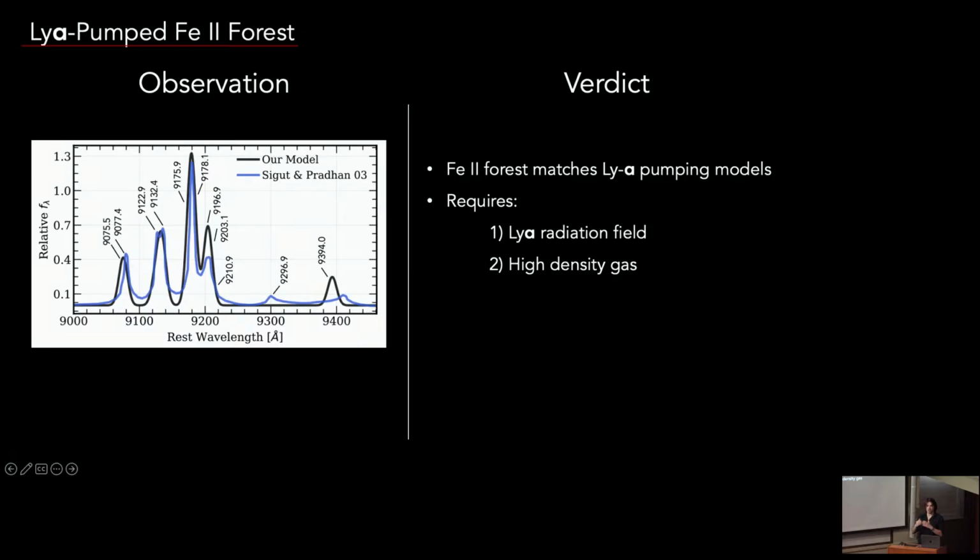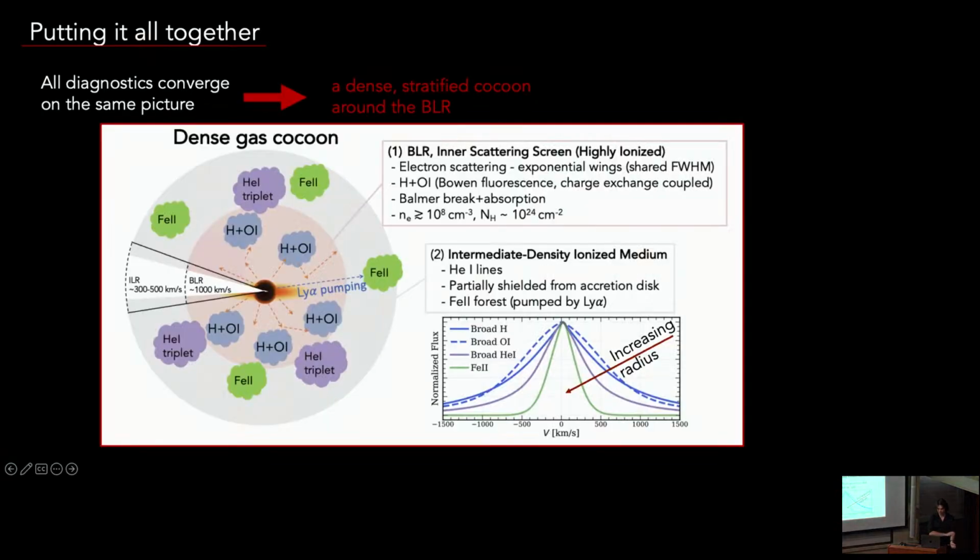And the gas densities, again, have to be high enough for this pumping to even work in the first place. That points towards a dense gas yet again. So if we take all of these things and try to merge them into one singular picture, this is what we see, right? All of these diagnostics converge on a dense and stratified cocoon surrounding this broad line region, or surrounding this AGN.